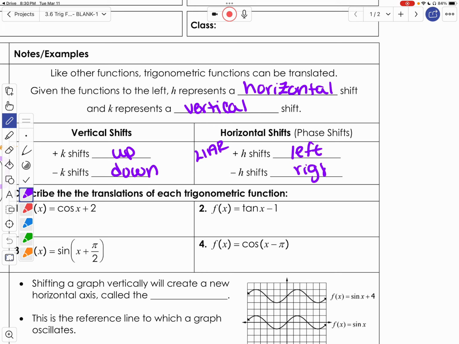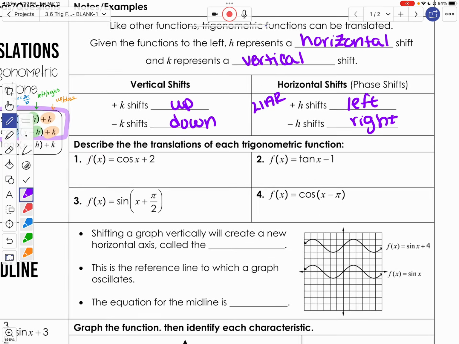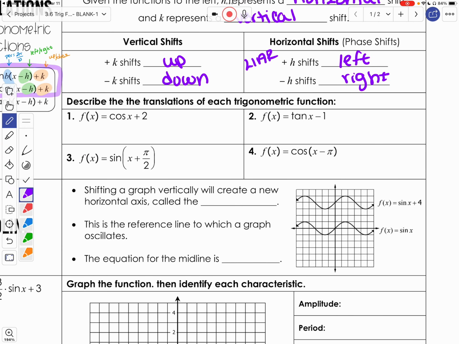Anything that looks positive really moves to the left, and anything that looks negative really moves to the right. So in the next four examples, we're just going to look at what happened. Did it move up, down, left, or right, or a combination of them?